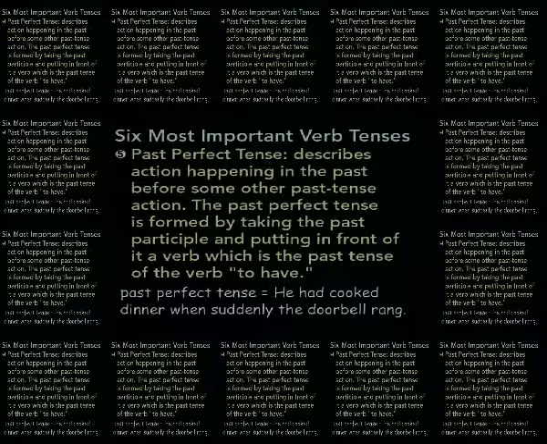Remember, the past perfect tense describes action happening in the past before some past tense action. So the sentence correctly says, he had cooked dinner when suddenly the doorbell rang. The correct sequence of events is clearly explained by the two different tenses that are used in that sentence.